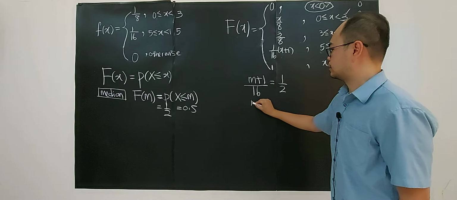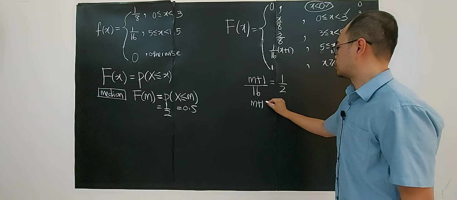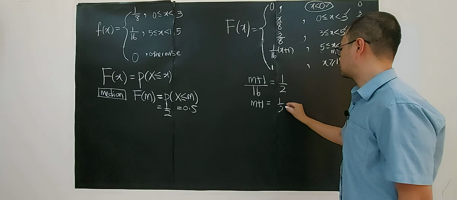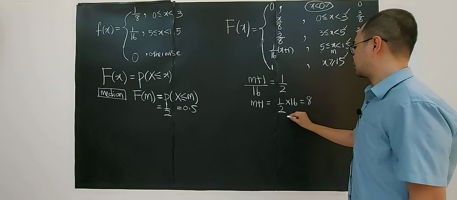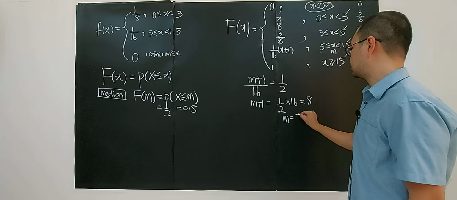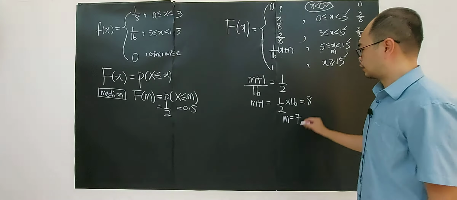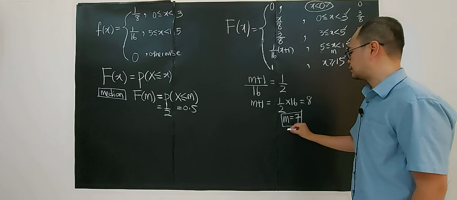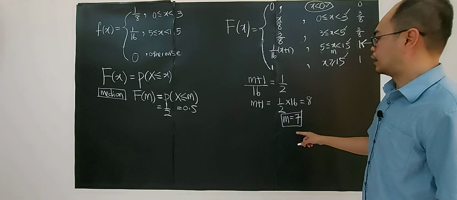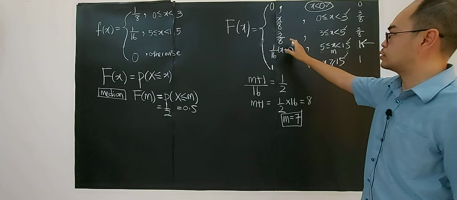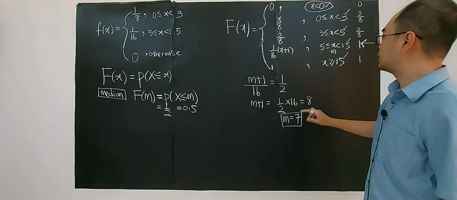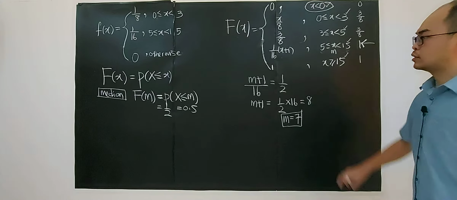Alright? Okay, let's see. m plus 1 equals 1 over 2 times 16. So you're getting 8, right? Finally, you're getting m to be 7. This means that the median for this distribution, this continuous random variable, is 7, which is in between these two.